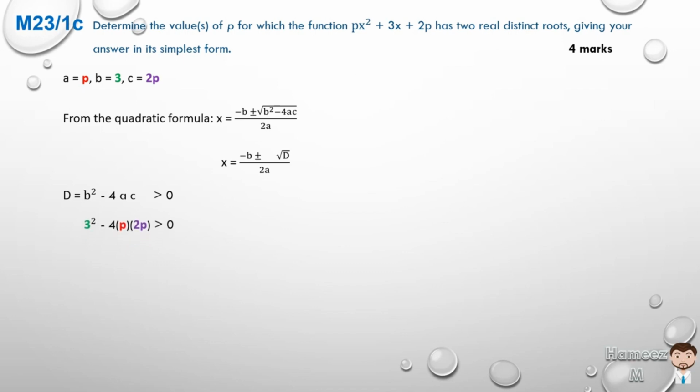So it'll give us 3 squared minus 4 by p by 2p is greater than 0, which means 3 squared is 9 minus 8p squared is greater than 0. So 9 is greater than 8p squared. So 9 over 8 is greater than p squared.